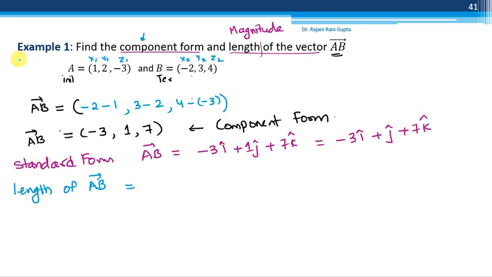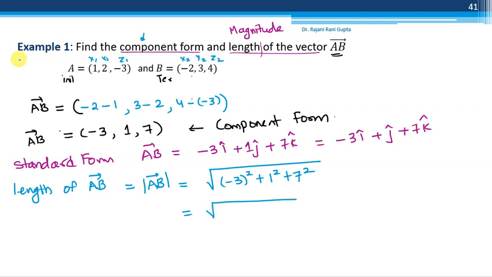Now comes the magnitude or length of AB. We denote it by magnitude of AB, mod of AB, okay? Which is same as root of, okay, square of components, minus 3 square, 1 square, and 7 square. Adding them, what you get? Root of 9 plus 1 plus 49. So which is root of 59. Clear?